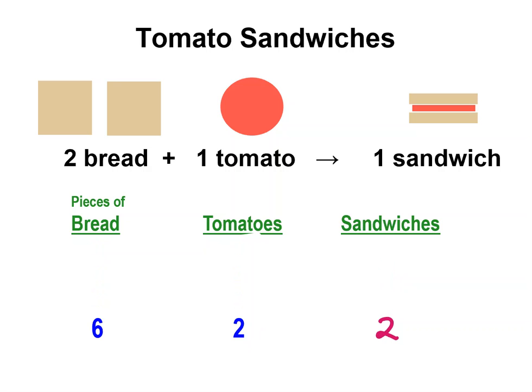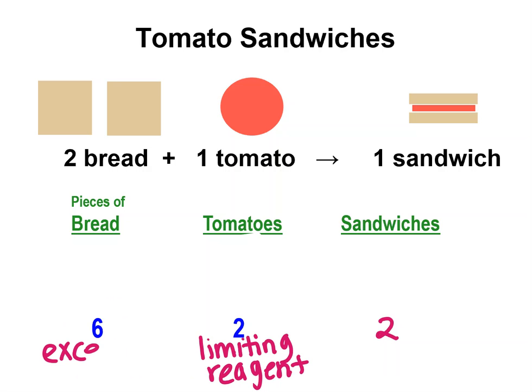So if you think about how we decided that we would only get 2 sandwiches, we just quickly looked and said, well, it looks like I don't have enough tomatoes, and so I'm limited to 2 sandwiches since I only have 2 tomatoes. We would call this the limiting reagent. And since I have extra bread, I'm going to call that the excess reagent.